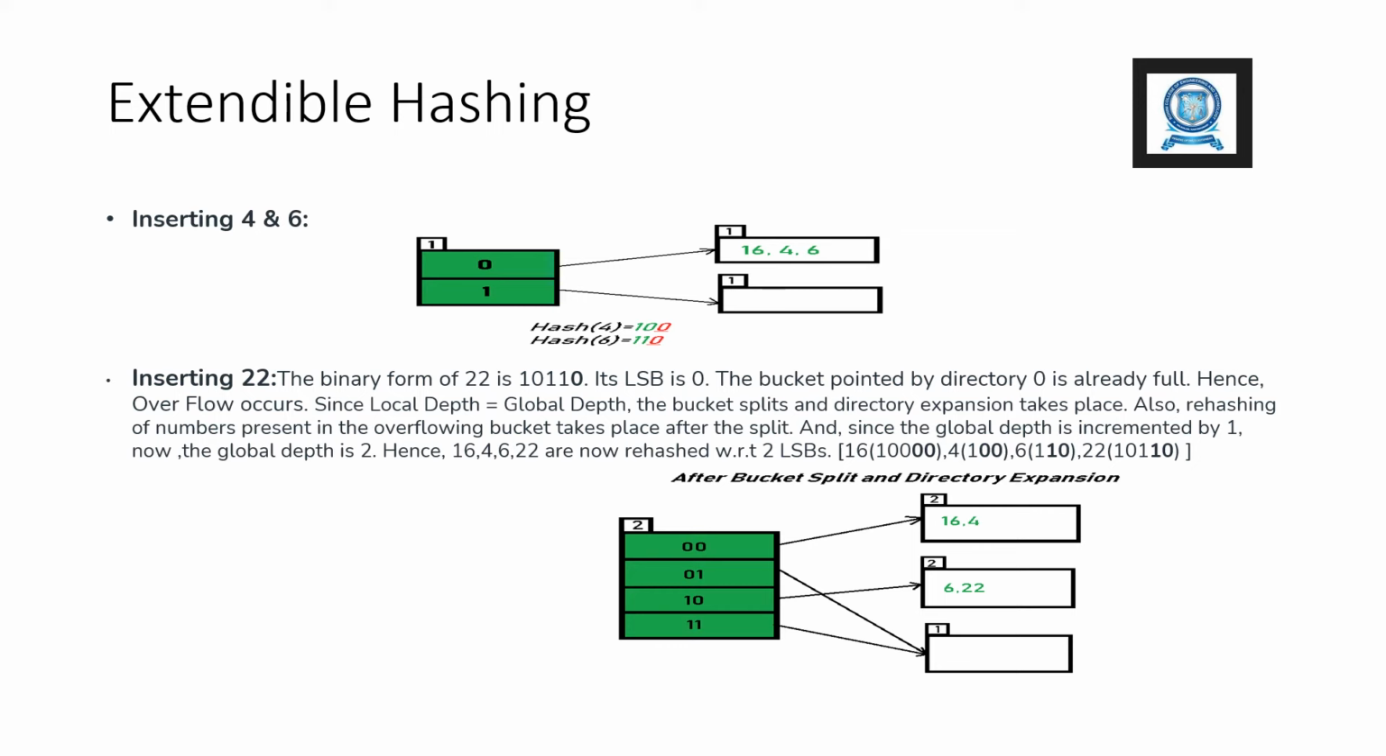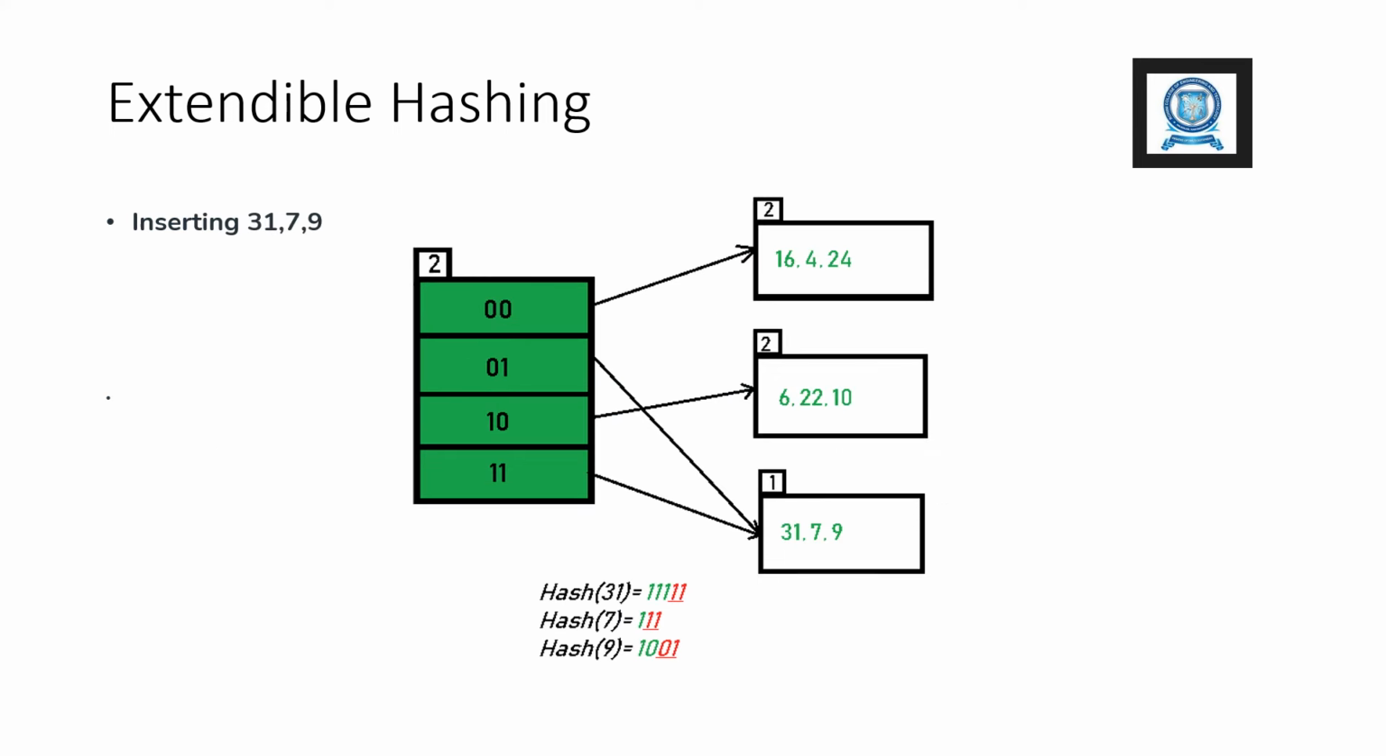Hence, overflow occurs. Since local depth is equal to global depth, the bucket splits and directory expansion takes place. Also, rehashing of numbers present in the overflowing bucket takes place after the split. And since the global depth is incremented by 1, the global depth is now 2. Hence, 16, 4, 6, 22 are now rehashed with respect to 2 LSBs. The result after bucket split and directory expansion is shown below.